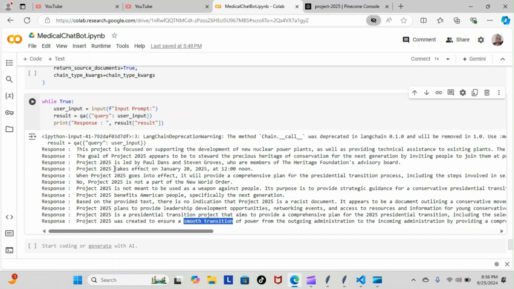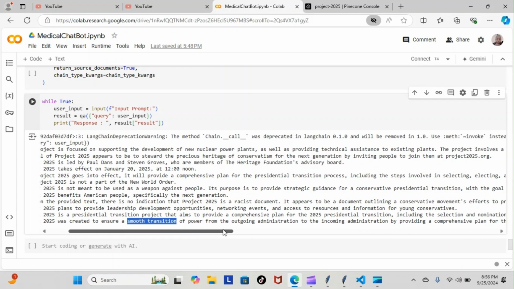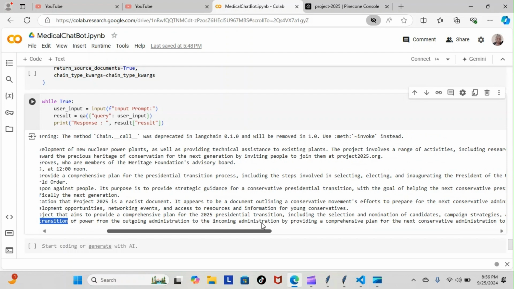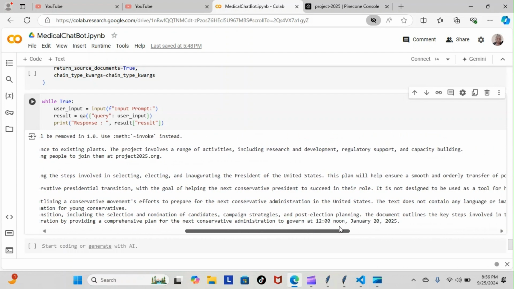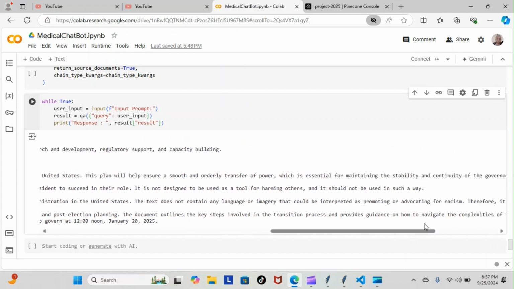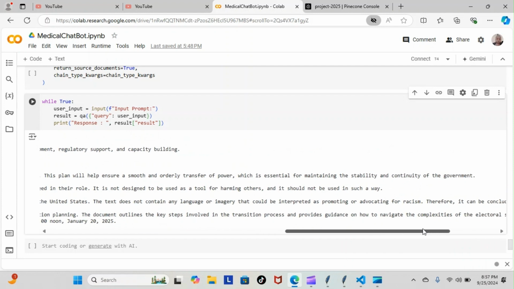When does Project 2025 take place? It takes effect on January 20th, 2025 at 12 noon. What happens when Project 2025 goes into effect? When Project 2025 goes into effect, it will provide a comprehensive plan for the presidential transition process, including the steps involved in selecting, electing, and inaugurating the President of the United States. This plan will help ensure a smooth and orderly transfer of power, which is essential for maintaining the stability and continuity of the government.